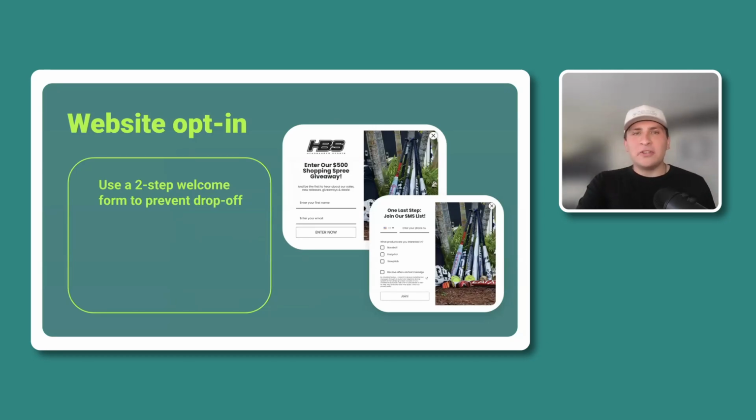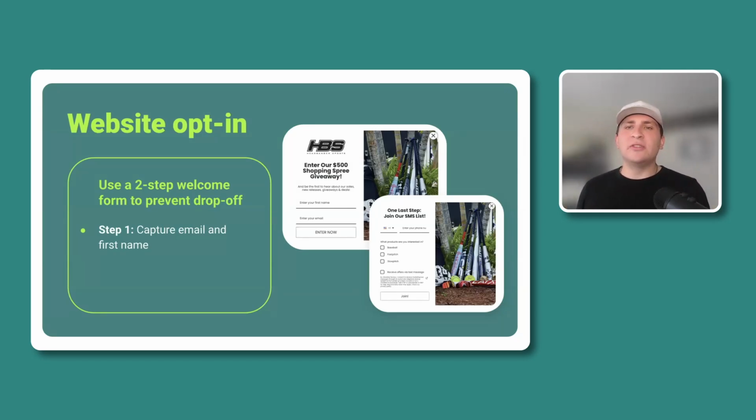So let's quickly talk about website opt-in. We've tested 1 million. And again, we're going to use HB for the example here just because of the case study, but we see this across the board in aggregate. Our general recommendation is to use a 2-step welcome form to prevent drop-off. So we integrate with Omnisend. The Omnisend pop-up integrates with Shopify. And what we found works best, because you could put all of the info on one slide, you can make it very complex, we find that there's massive performance drop-off.